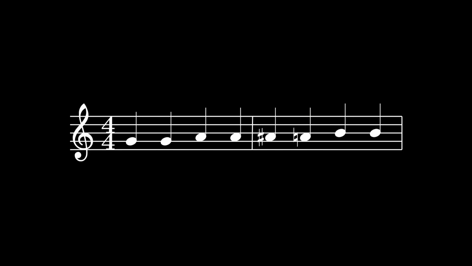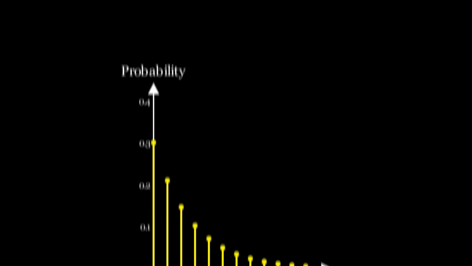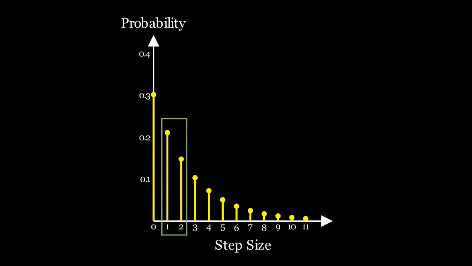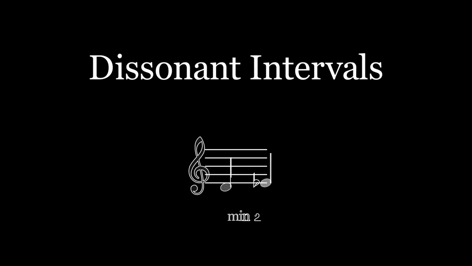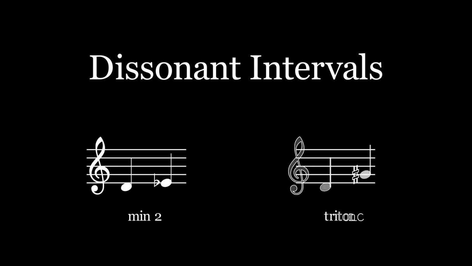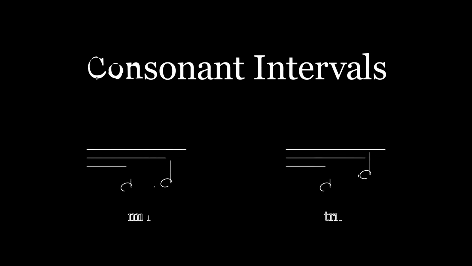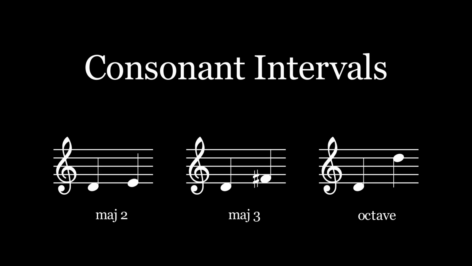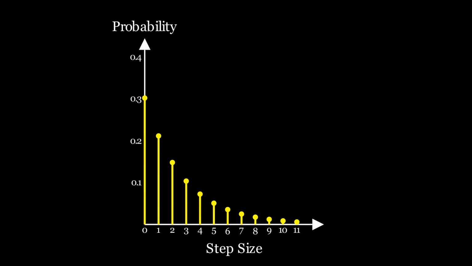But this still doesn't really sound that cohesive. Although we've biased our algorithm to favor small intervals over large ones, not all small intervals are consonant. For instance, minor seconds are not commonly used, and tritones are almost never used. On the other hand, major seconds, thirds, and even octaves are used quite extensively. So in order to reflect these changes, we can modify our negative exponential distribution by lowering the chances of drawing undesirable intervals in favor of more consonant ones. Now, the resulting melody could sound something like this.